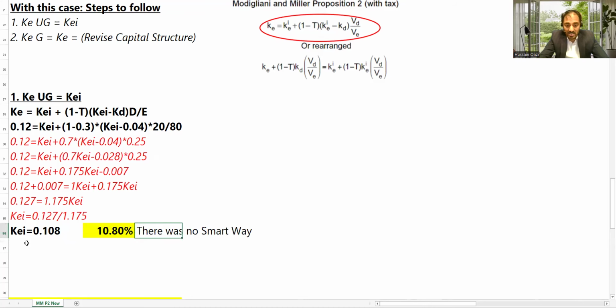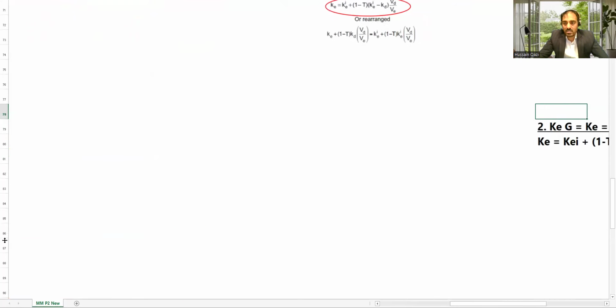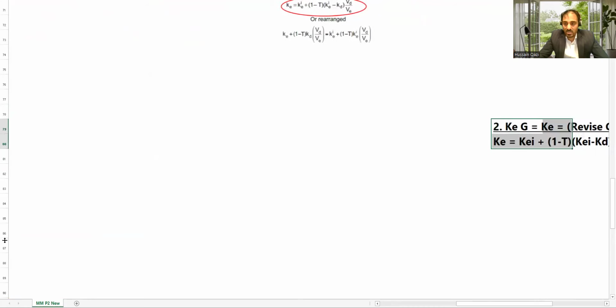Do remember, there was no smart way to calculate 10.8. But with the question structure, this 0.108, or 10.8%, is KEI, that is 100% equity finance.